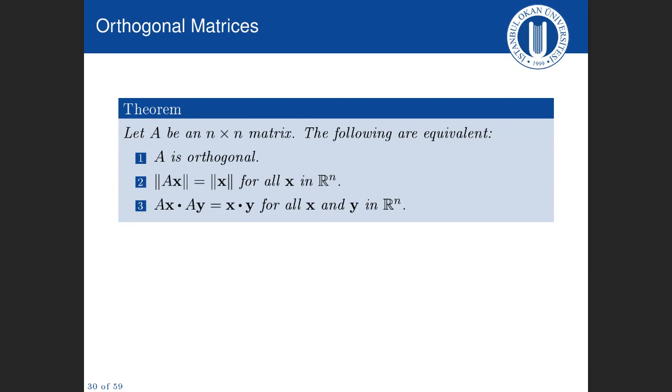Let A be an n by n matrix. The following are equivalent. That means these three rules are either all true or they're all false. If you can prove that one of these is true, then you know that the other two are true. If you can prove that one of these rules is false for your matrix, then you know that the other two are false as well. Property one, A is orthogonal. That's true if and only if the norm of AX is equal to the norm of X for all vectors X. And that's true if and only if AX dot AY is equal to X dot Y for all vectors X and Y.